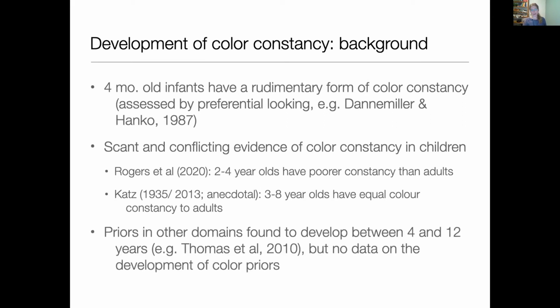Generally, we know that priors in domains other than color can develop between 4 and 12 years, but to my knowledge, there is no data on the development of priors in color perception.